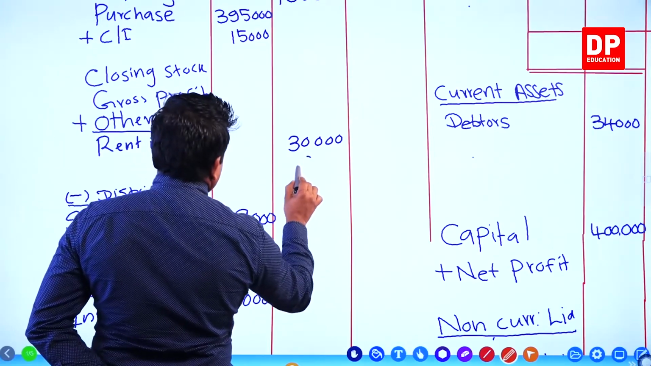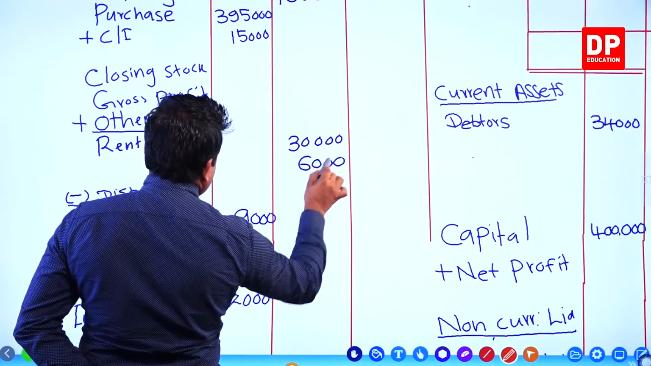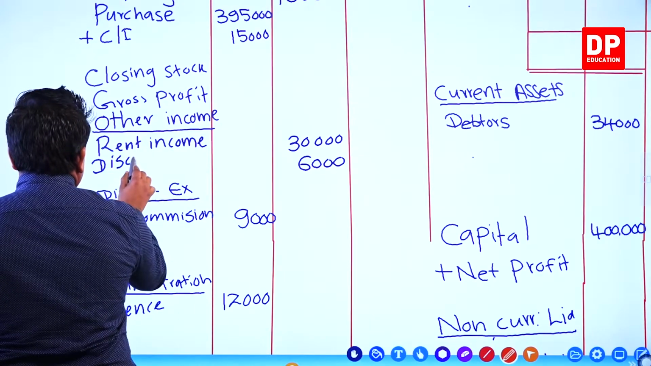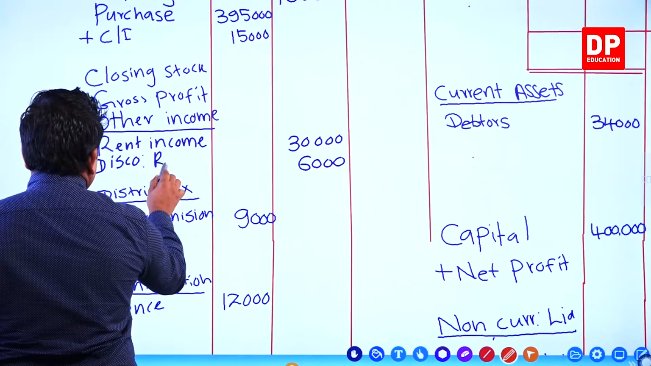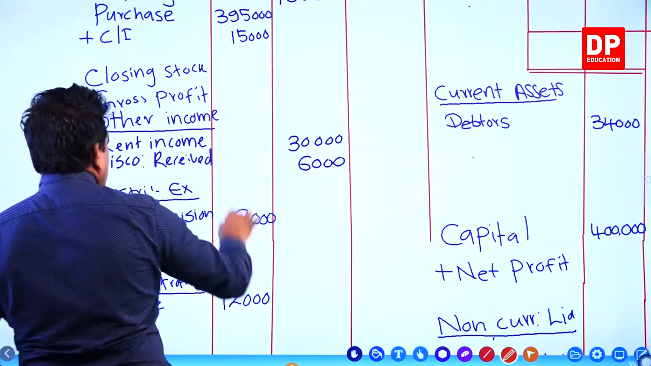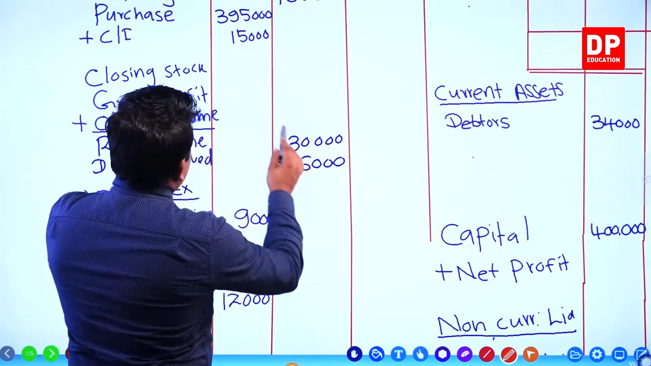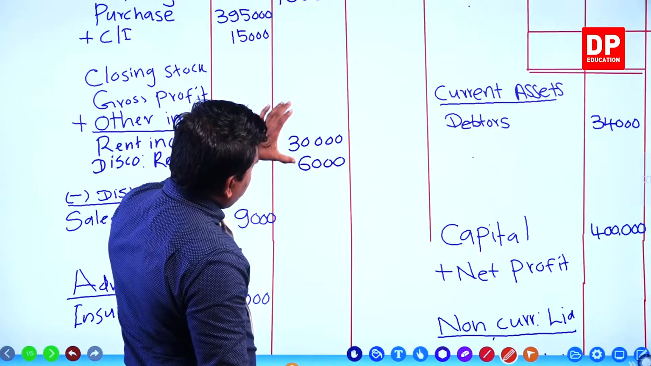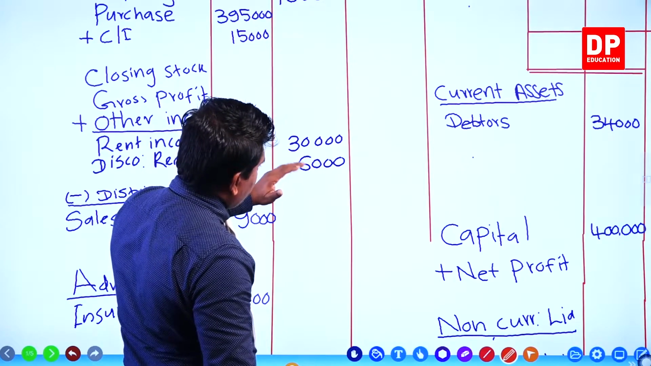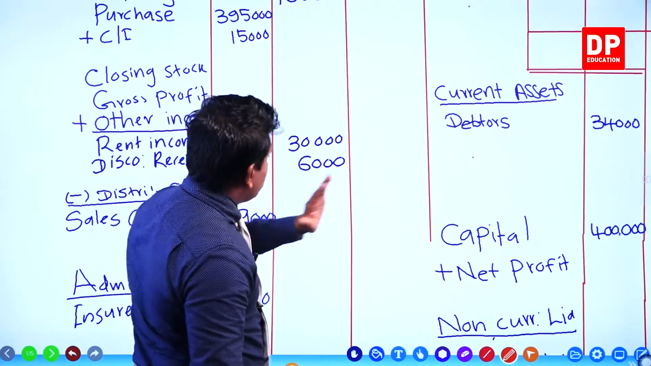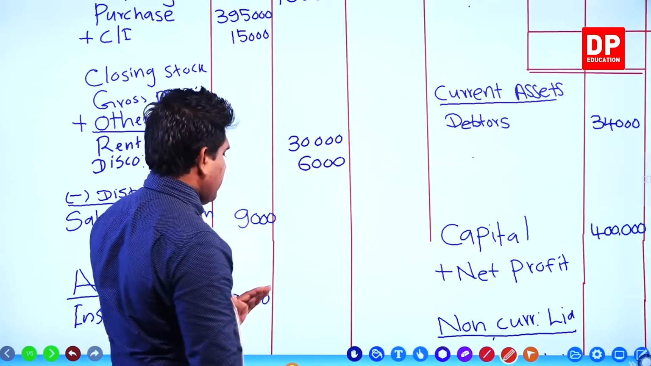The other one is how much? 6,000. Actually, what is this? This is discount received. These two are other income. So why do we put them in the second column? After recording the details in the second column, finally it should go to the third column, right? So it's easy to get the total income. That's why. Now next one.